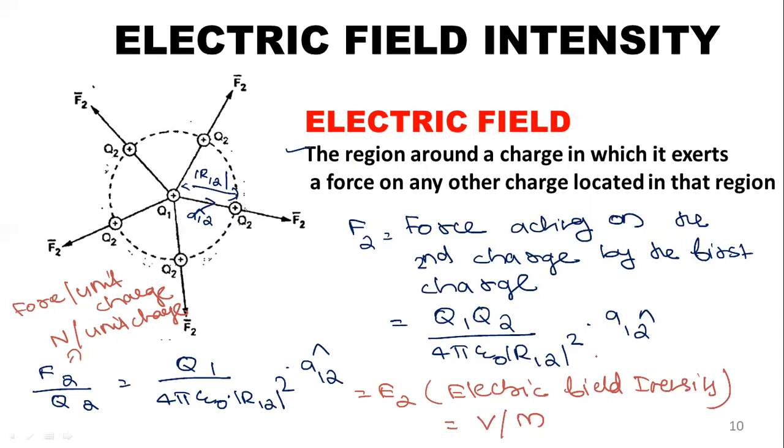We have already seen what a force is by Coulomb's law: when two charges are separated by some distance, they experience a force. But the same charge will have an electric field around it, so that a charge kept in its vicinity will experience an electric field intensity. That is given by force per unit charge, that is F2 divided by Q2, that is 1 by 4 pi epsilon 0 Q1 divided by R12 the whole square into A12. That is electric field intensity.